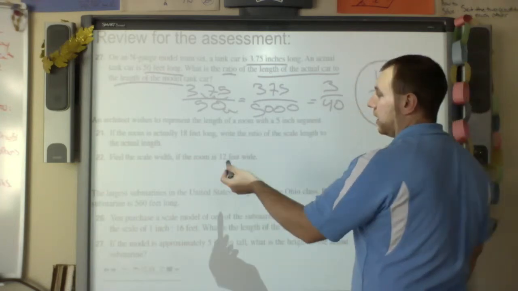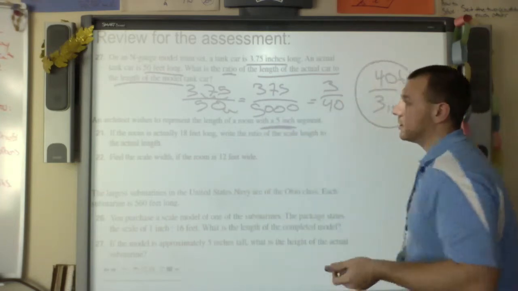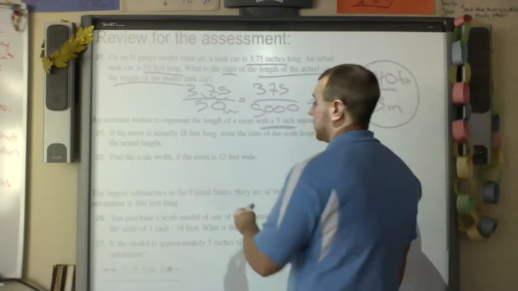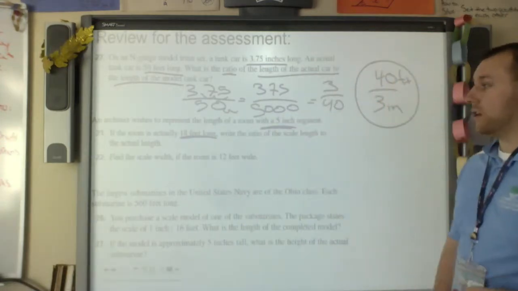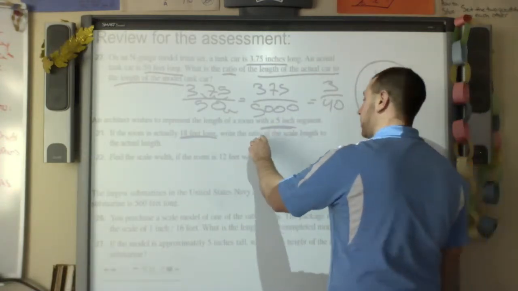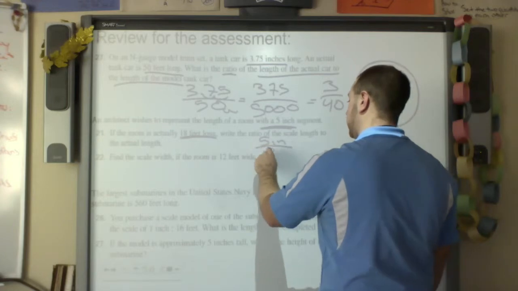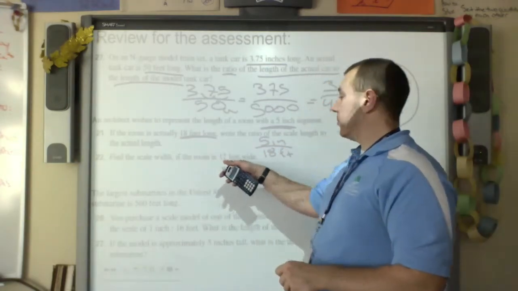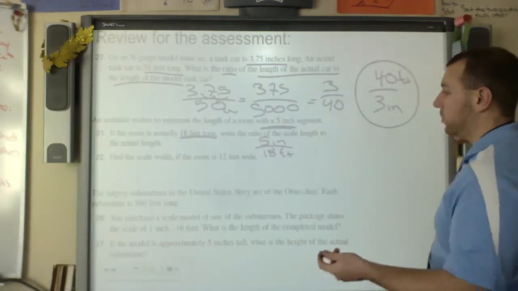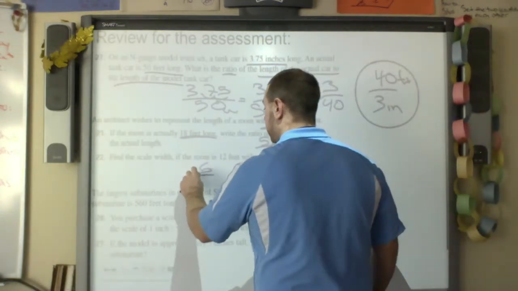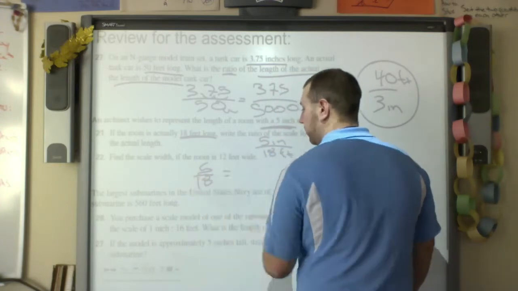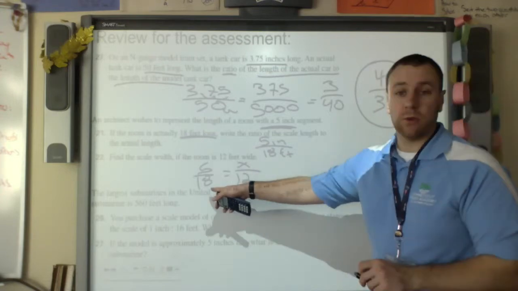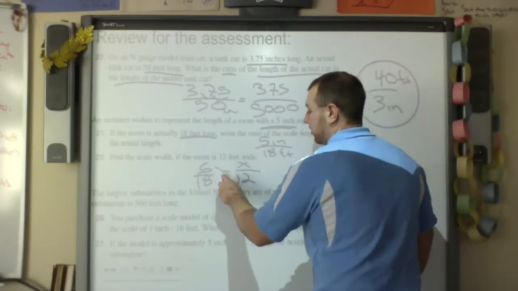Okay, an architect wants to represent the length of a room with a 5-inch segment. The room is actually 18 feet long. So what's the ratio? 5 inches for every 18 feet. Well, find the scale width if the room is 12 feet wide. That just takes the 5 over 18, okay? And now it's x over 12, because that's the actual feet. So now I cross multiply.